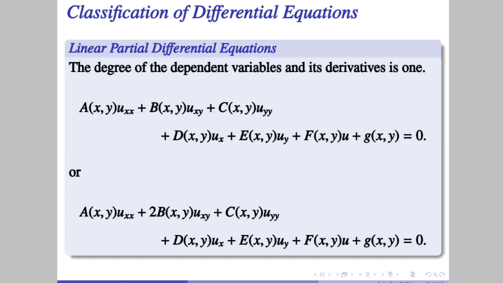So a(x,y) uxx plus b(x,y) uxy plus c(x,y) uyy plus d(x,y) ux. So this equation is linear in u, or in some textbooks it is given as a uxx plus 2b uxy plus c uyy plus d ux plus e uy plus f u plus g.